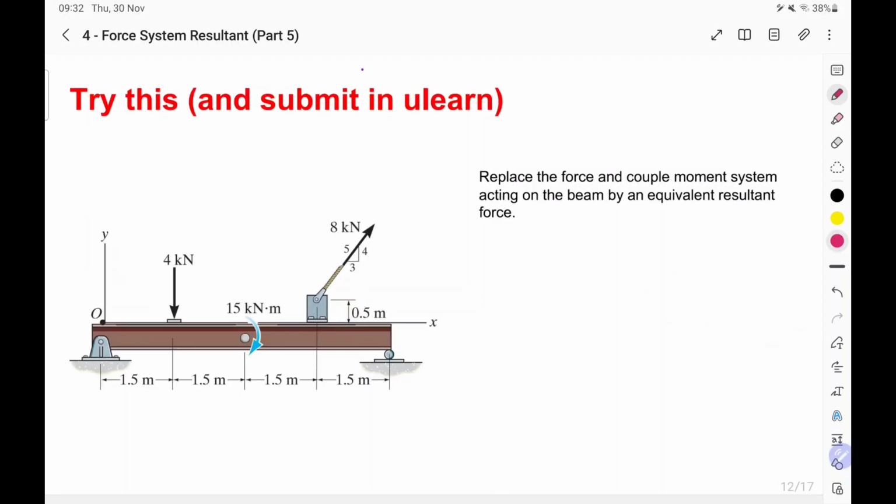So looking back to our previous lecture, sebenarnya saya dah minta awak buat this example. In this example, basically you are required to replace the force and couple moment system acting on the beam by an equivalent resultant force. So kalau tengok dekat beam ni, it is being subjected to multiple forces. Ada satu force of this 4 kN pointed downwards, and then satu ni yang sengit-bengit ni 8 kN, and then jangan lupa there is also another moment acting at this particular direction. Okay, so kita nak convert these three things into an equivalent resultant force ataupun into an equivalent system.